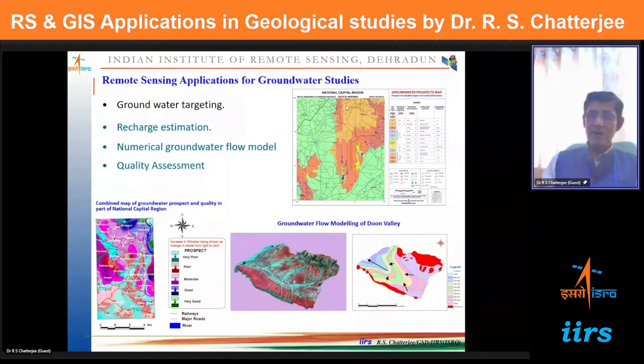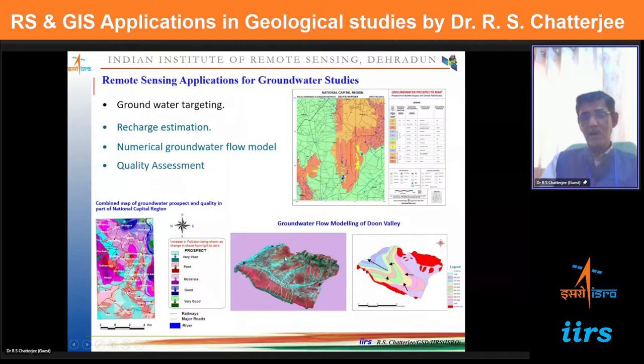You can even go down to larger scale groundwater prospecting. Then comes groundwater prospecting and quality, so you can combine these two together. And here we have prepared this kind of map, groundwater prospect and groundwater quality, for the Delhi region.